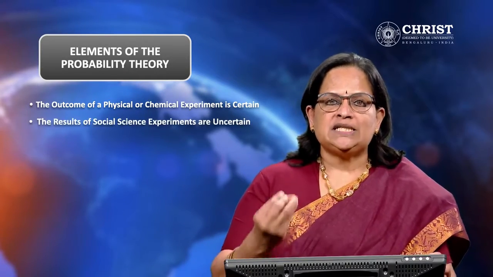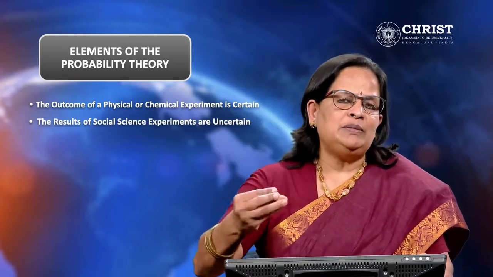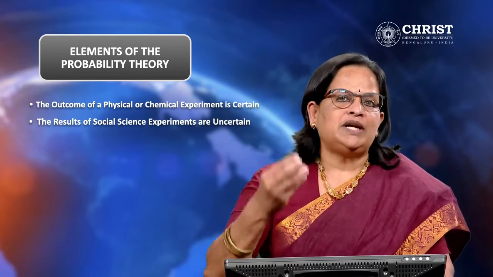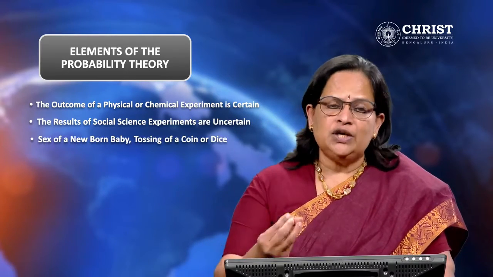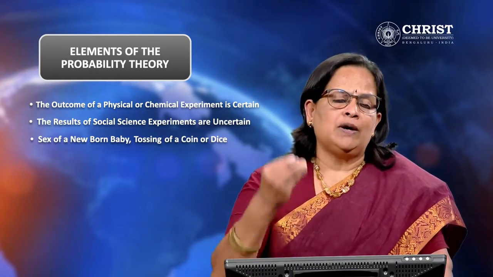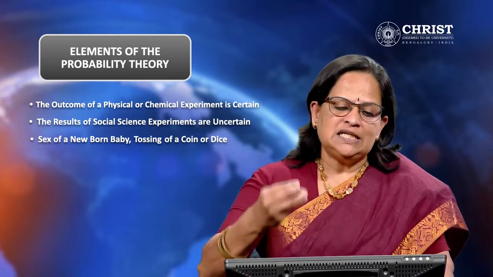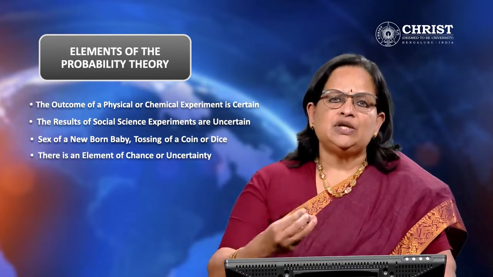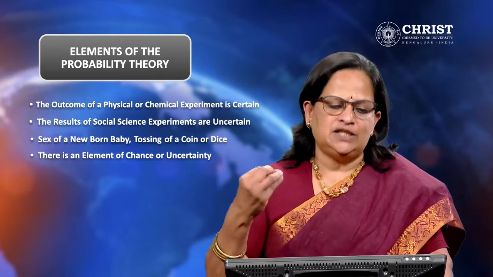But the results of social science experiments are uncertain. We don't know, if the tax rate is increased, how much will be the impact on savings. We cannot predict it. We can make some calculations, but it's not 100% certain. Or the sex of a newborn baby, tossing of a coin, where we'll get head or tail, or when you toss a dice, it can have any outcome: 1, 2, 3, 4, 5, or 6. Which one are you going to get? You have to wait and see what the result will be. So there is an element or chance of uncertainty in social science experiments or in any social science situation.